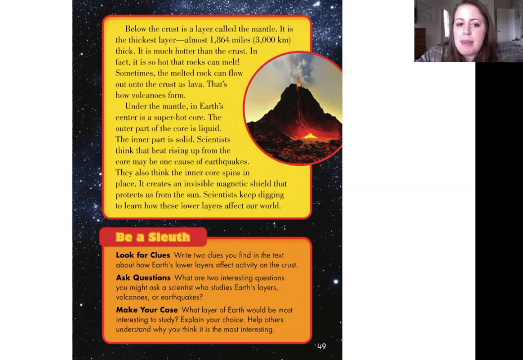Thinking about that part of the core that's spinning to protect us from the sun, why would we need to be protected from the sun? Hmm. Remember, the sun is super hot, and we as humans cannot live on the sun because it's so hot. So maybe by spinning in place, the core is protecting us from taking on too much heat.